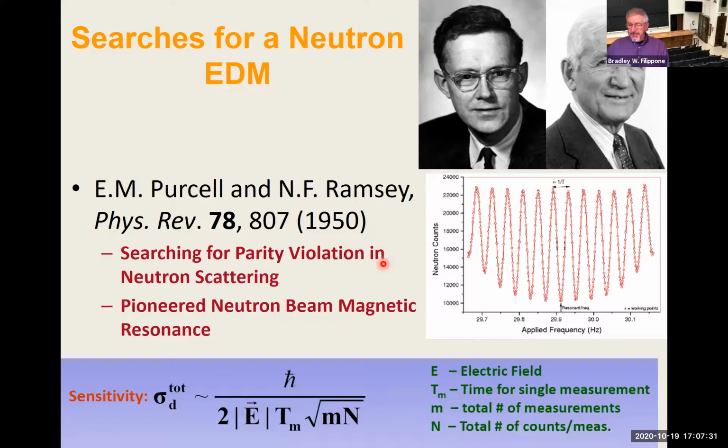So if you want to do a better experiment on the electric dipole moment, this is the error bar as a function of experimental parameters. You want to have a high electric field, you want to watch the particle for a long time, that's T_M, the measurement time, and this square root is how many times you repeat the measurement. You win like the square root of the number. Also, how many neutrons or particles you have per measurement, you win by the square root.